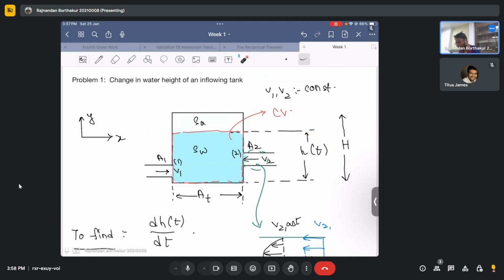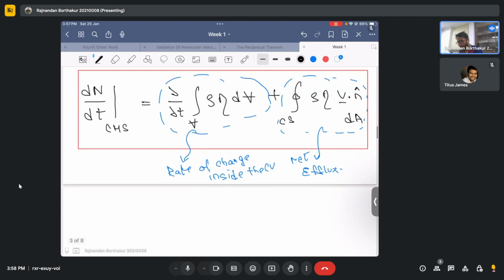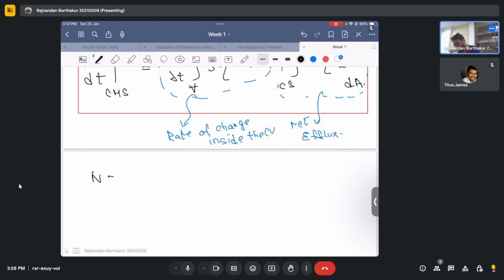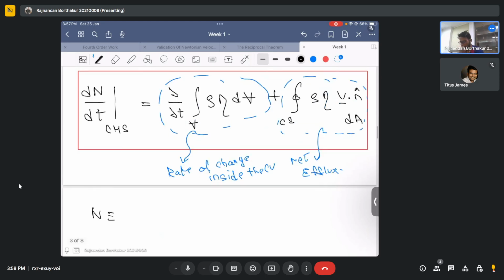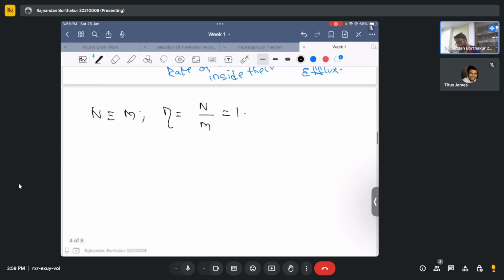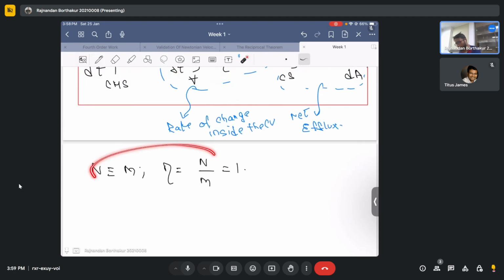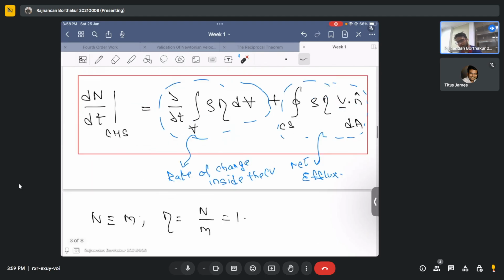Now, can you tell me, if I use this Reynolds transport theorem for mass conservation, what will N become? That's simple, right? Since we are dealing with mass conservation, your N is just mass, which means the eta, which is N by M, is just 1. Okay, and then let's just substitute this into the Reynolds transport theorem, which is basically this.